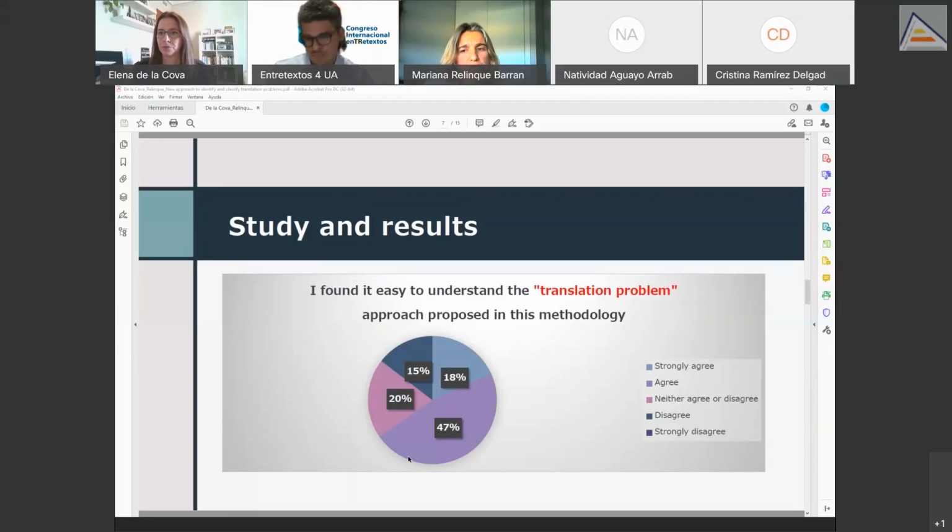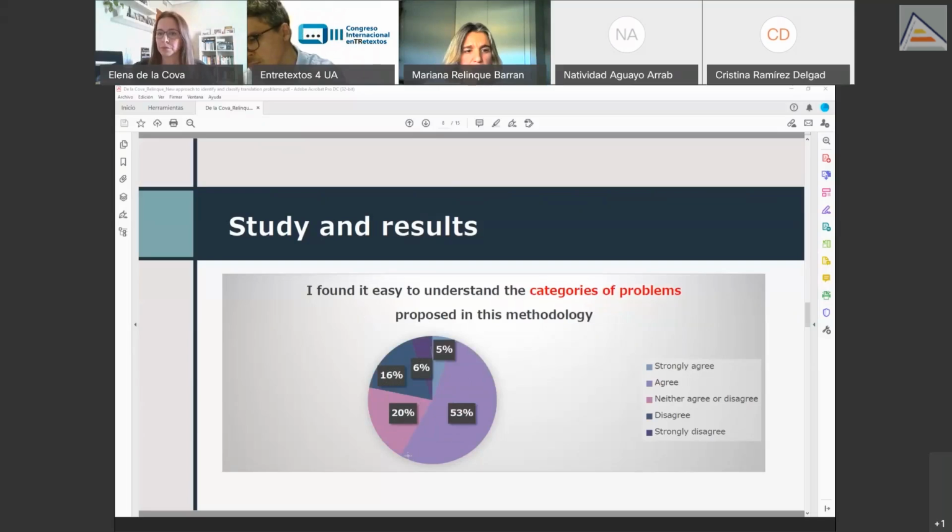We have 20% of students who said that they neither agree nor disagree, maybe because they understood the translation problem approach, but they didn't find it easy to understand it. We don't know exactly, we will know later. And also, it's important to remark that no one strongly disagrees. So we can say that we have a good starting point to perform the pre-translation analysis.